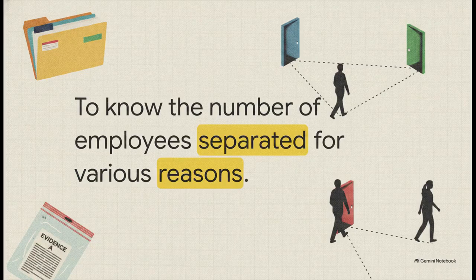So, what's the actual goal here? The objective is literally just to know the number of employees separated for various reasons. You aren't just tracking the volume of people walking out the door, you're tracking the volume of the specific reasons they're leaving. If you don't confidently have this specific, granular evidence, your investigation is completely dead in the water. This is the raw data you absolutely must collect to move forward.